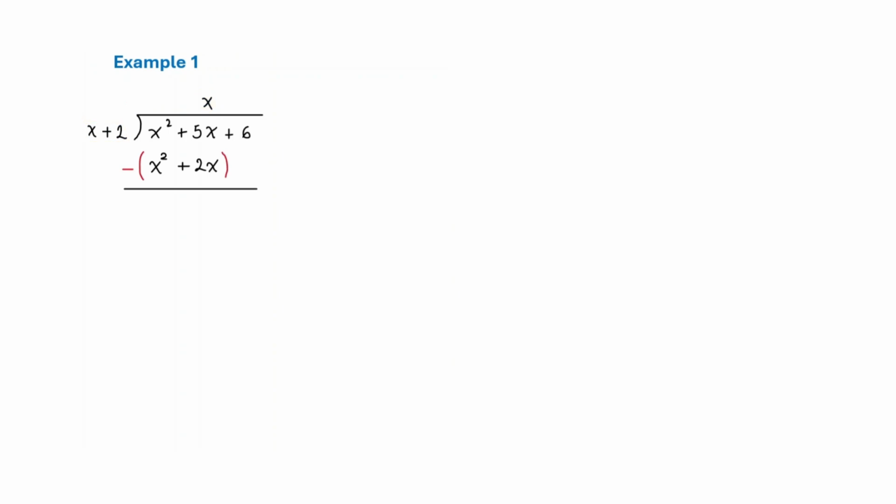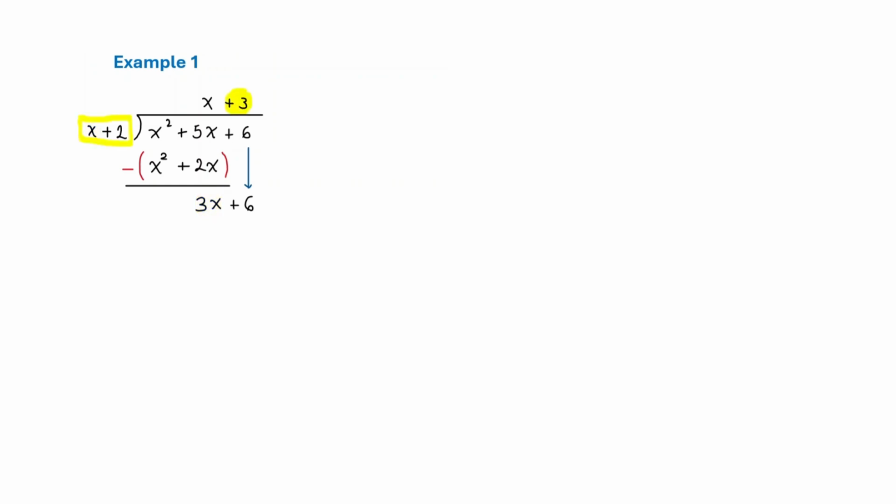Now we subtract. x squared minus x squared is 0. 5x minus 2x is 3x. Notice that the first term has canceled out. This should always happen. If it doesn't, go back and check your previous step. Then we bring down plus 6, so now we have 3x plus 6. We repeat the same process. We divide the term with the highest power by the term with the highest power in the divisor. So we do 3x divided by x, which gives 3. So we write plus 3 at the top.